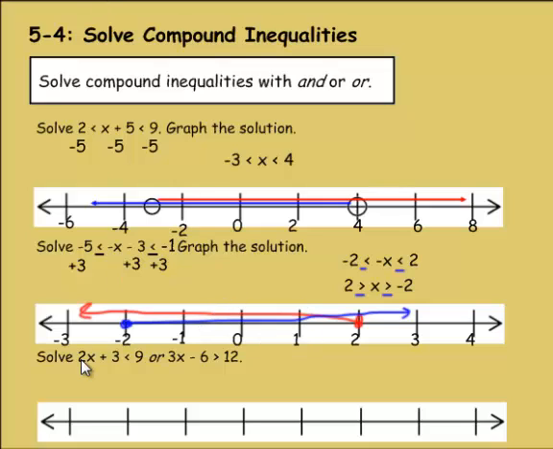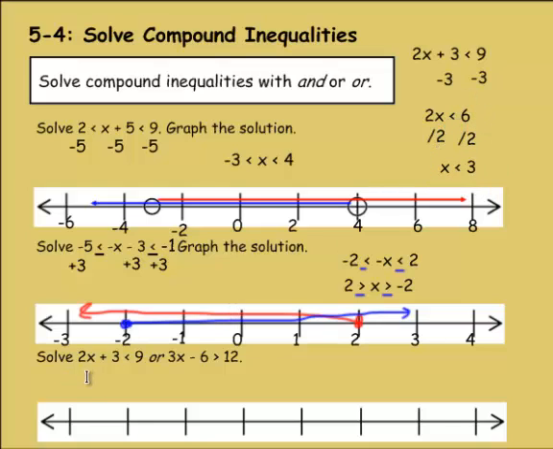One more. We have 2x plus 3 is less than 9, or 3x minus 6 is greater than 12. So here they're separate, so I can solve these separately. I'm going to solve them up in the upper right corner here. So we have 2x plus 3 is less than 9. Subtract 3 from both sides. That gives me 2x is less than 6. Divide both sides by 2. And that would give me x is less than 3.